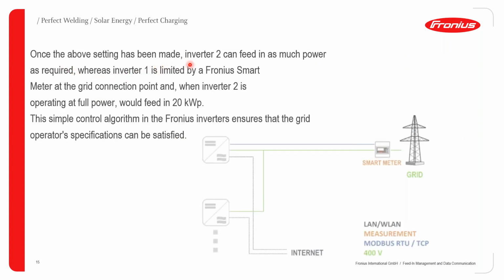Once the above setting has been made, inverter 2 can feed in as much power as required, whereas inverter 1 is limited by a Fronius smart meter at the grid connecting point. When inverter 2 is operating at full power, it will only feed in 20 kilowatts, as you can see. So inverter 1 can continue to operate at full power, say 100 kilowatts, but inverter 2 will only feed 20 kilowatts, making it a total of 120 kilowatts, as illustrated here. Thereby, with this control algorithm, ensuring that the grid operator's specifications have been duly satisfied.